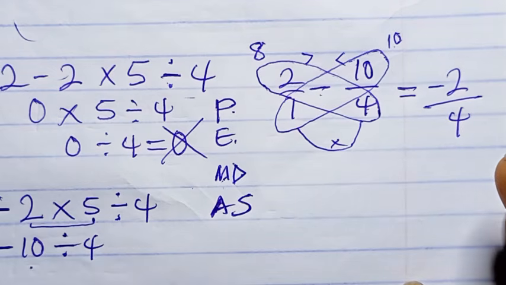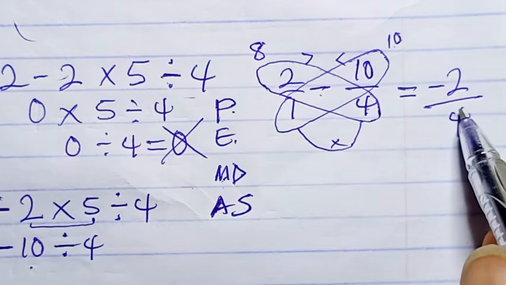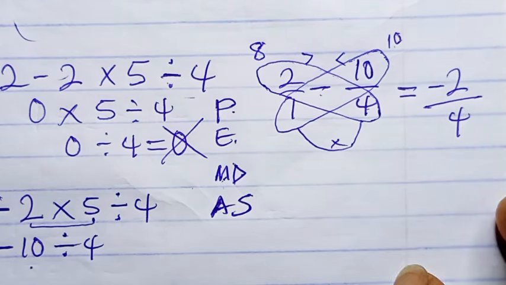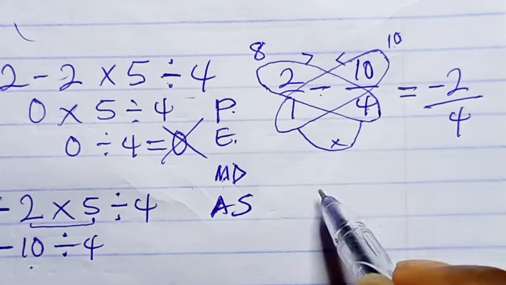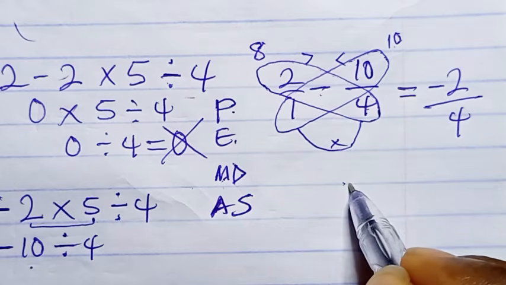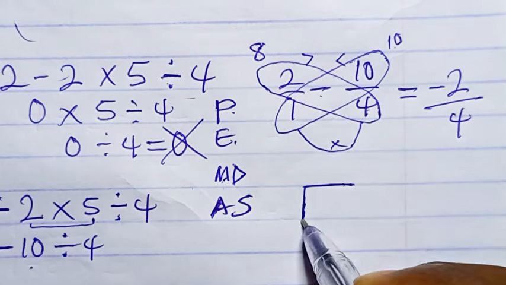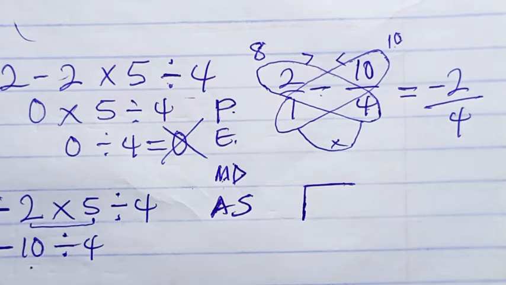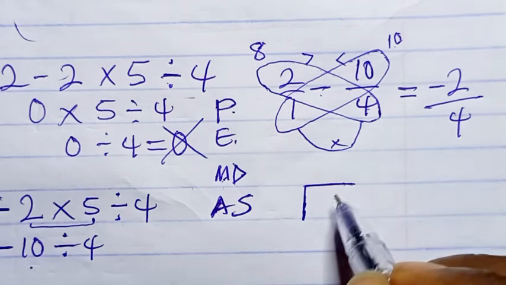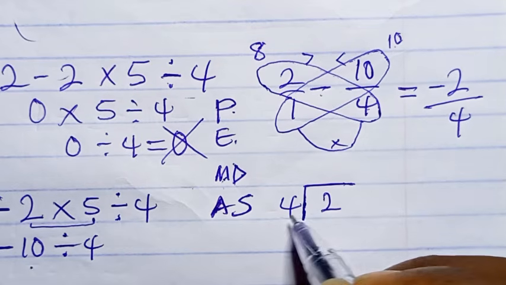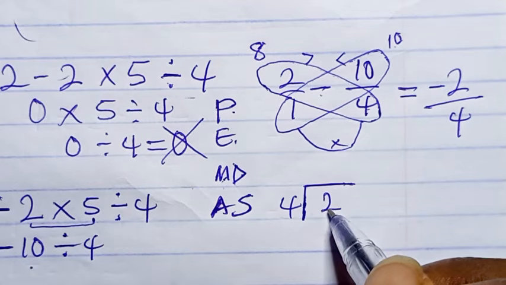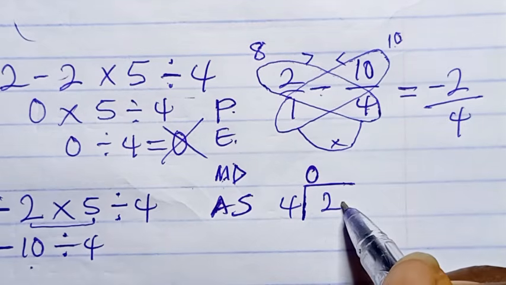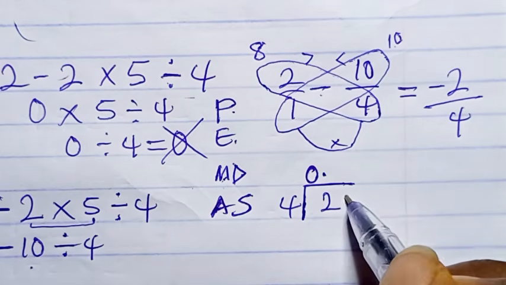All right, guys. So can we get a decimal answer? Yes, I think we can get a decimal answer. So let's draw the line along the division line like this. First of all, let's ignore the negative sign. Put your 2 here, put your 4 here, because 4 is dividing this 2. Can 4 divide 2? No. So put 0, then put your point, then add 0 here.